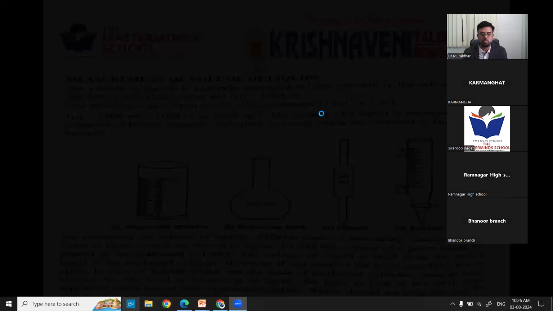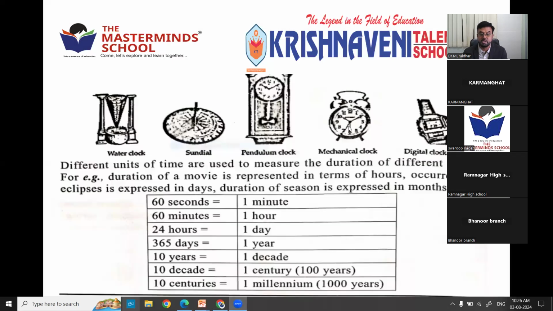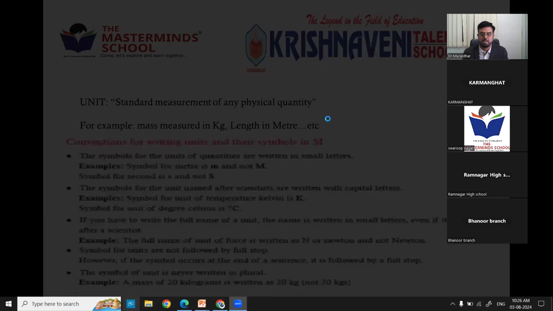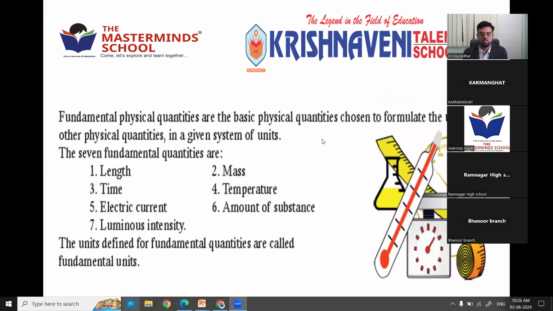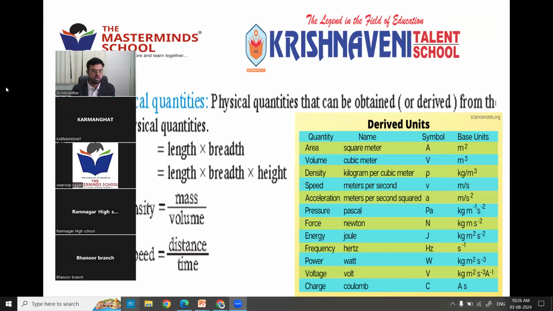I don't know exactly which formulas they're asking. These are the various formulas we have, which I already wrote in the synopsis in the last class. This is about the mass, this is about the length, and this is about the unit. These are the derived physical quantities, and their formulas are given there: area, volume, density, speed.